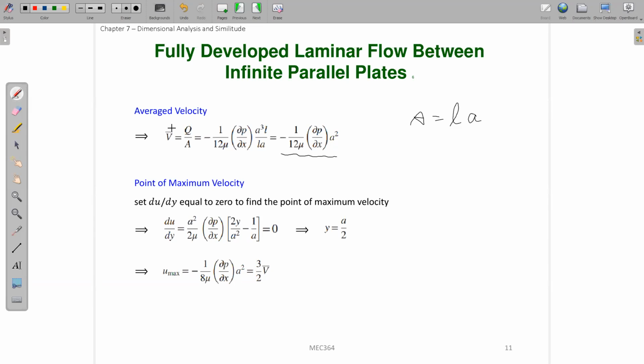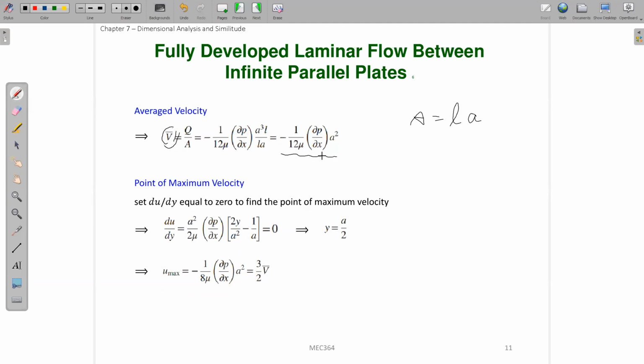So remember, this is the value of velocity you use to define the Reynolds number. Remember that we need the Reynolds number to determine whether or not the flow is laminar or turbulent, right? This V bar, this average velocity, is the velocity we use to define the Reynolds number. And remember, parallel x is constant, so everything is constant.